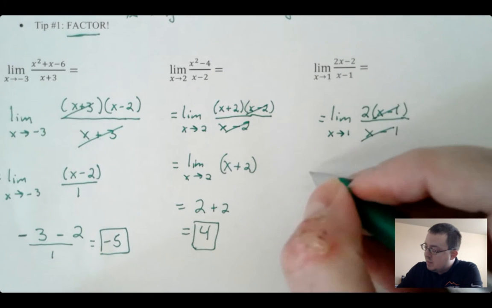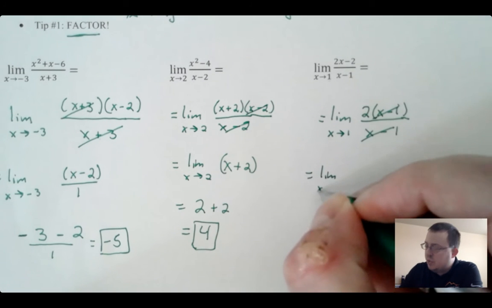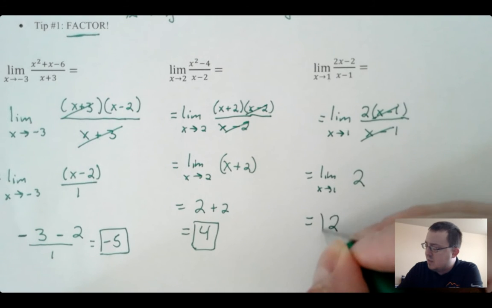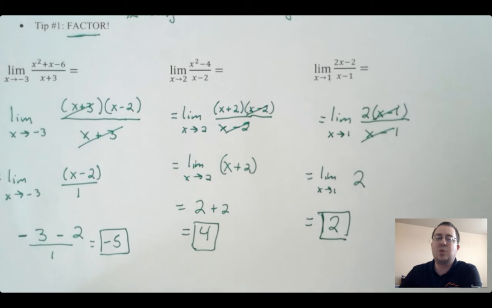So then I get the limit as x approaches 1 of 2, but this is just a constant function again, like my first example, so it doesn't matter what value of x I'm approaching. My function's always going to be approaching the value of 2, because that's what it always says.